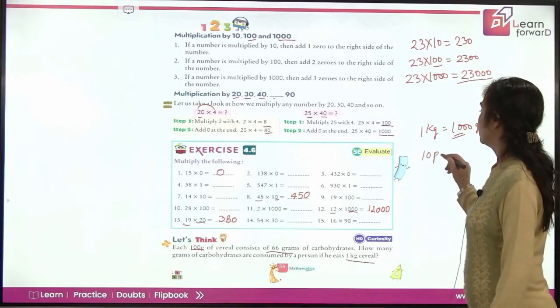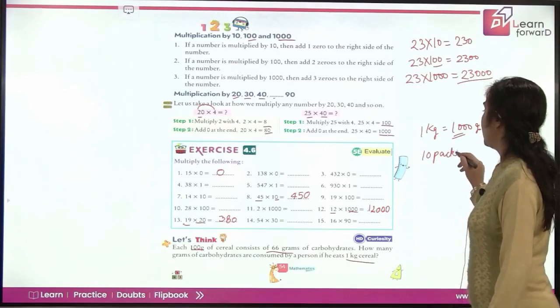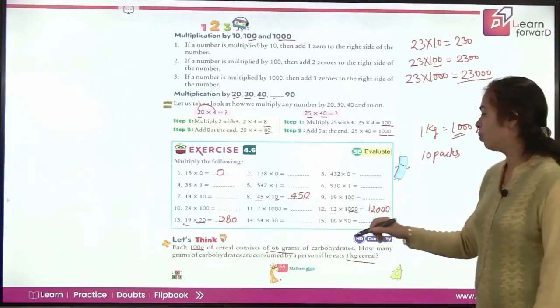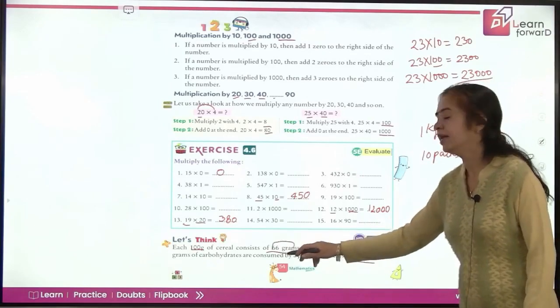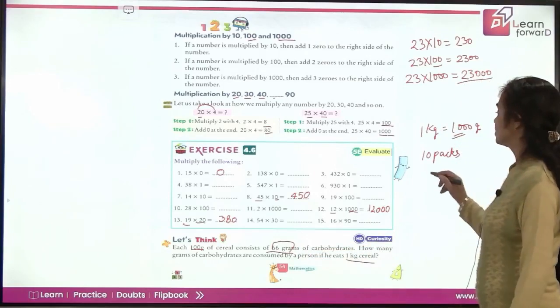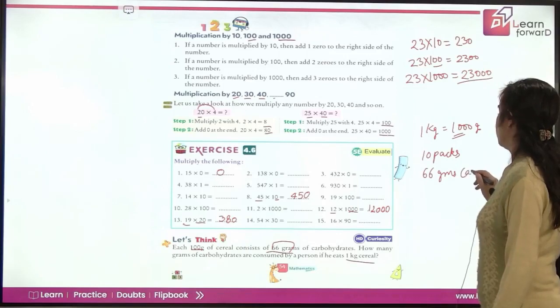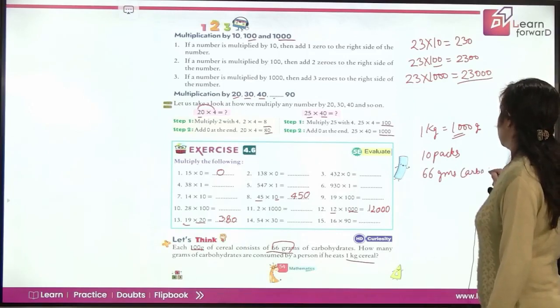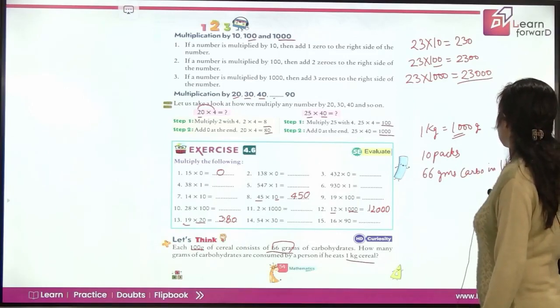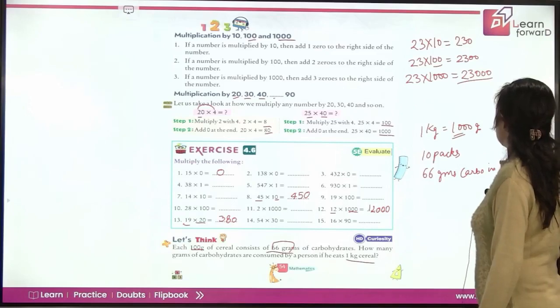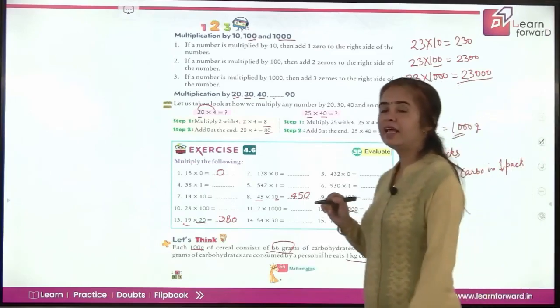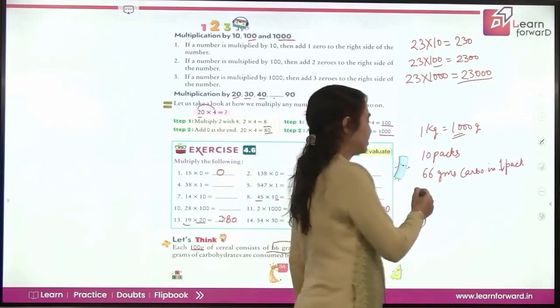Now you have got 10 packs of 100 each. And in one pack, how much is the carbohydrate content? Just 66 grams. So 66 grams carbohydrates in one pack. That means in 10 packs, how much carbohydrates?